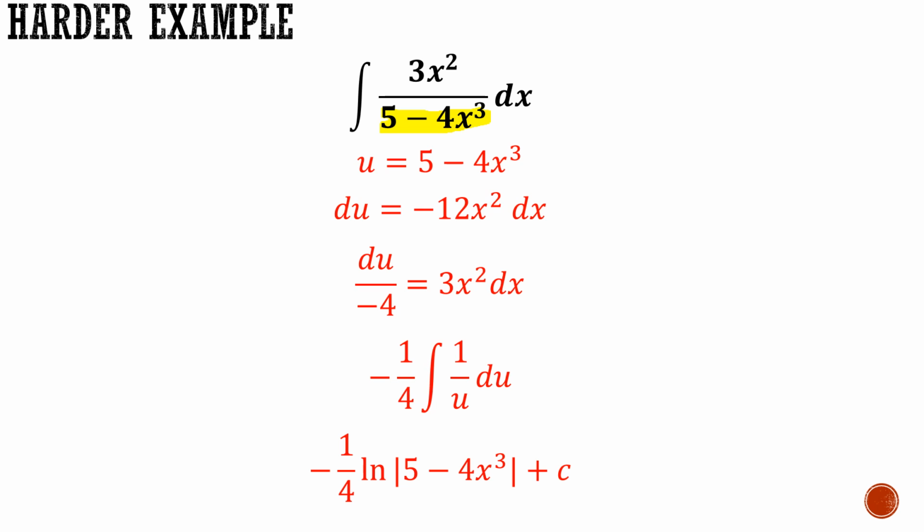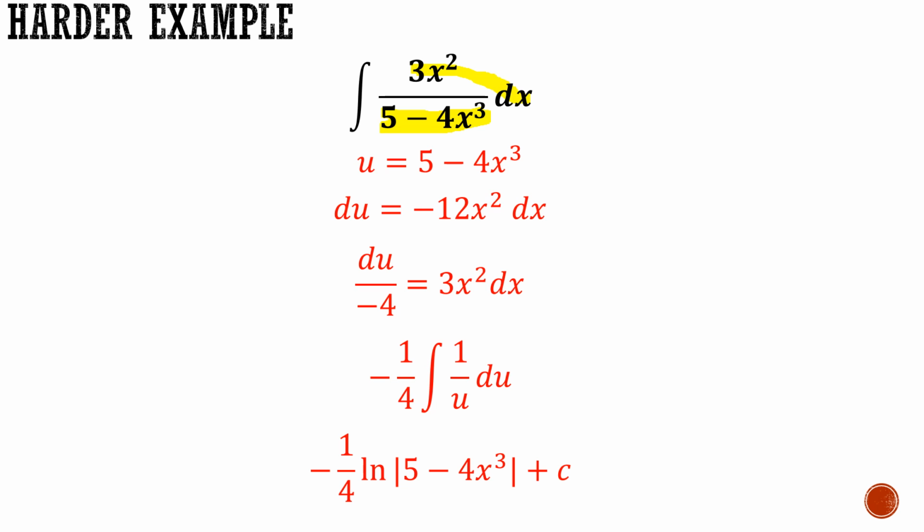And so du is going to be negative 12x squared dx. Now I notice in this problem that I need a 3x squared, and I see du is negative 12x squared. So instead of just dividing by negative 12, I'm simply going to divide by negative 4 so that I'm left with the 3x squared dx that I need. So now du over negative 4 is this whole piece up here, this 3x squared dx.